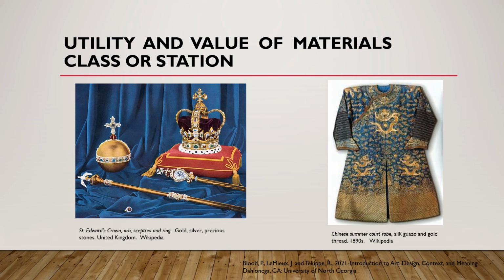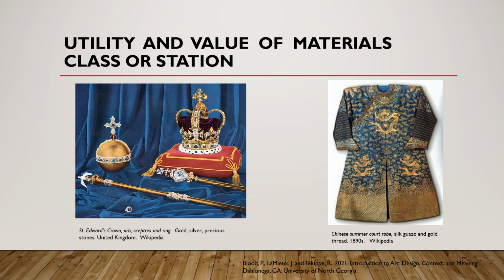And then you have materials that, by the nature of the owner of it, make those materials much more valuable. So on the left-hand side, you can see some of the crown jewels from the United Kingdom. We have Saint Edward's crown, the orb, the scepters, the ring. Those are all accoutrements of a ruler when they're being coronated. And so only the finest jewels, only the finest gold would be used for something like that.